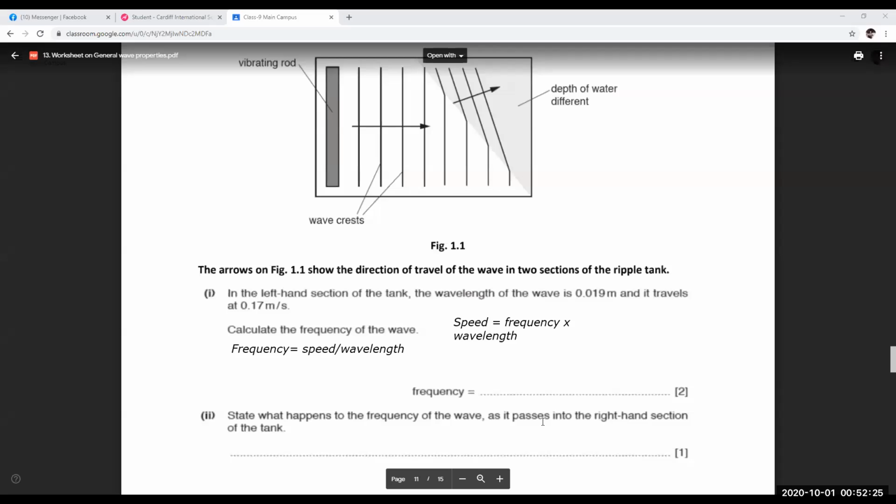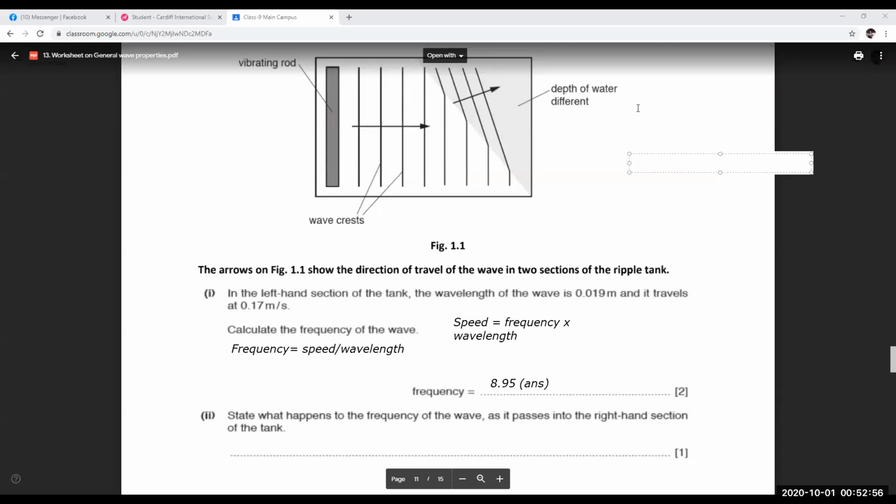Sir, my calculator is giving a wrong answer. You also write it here. So it is 8.95 if we round it. Sir, what is the question number, sir? Question number 1. Sir, 1B, right? Yeah, 1B.